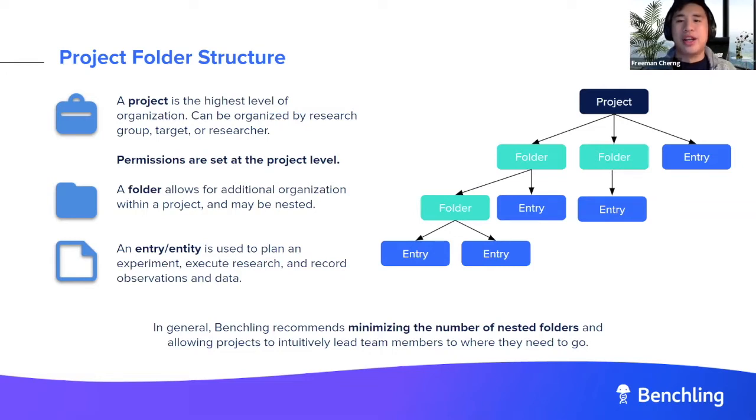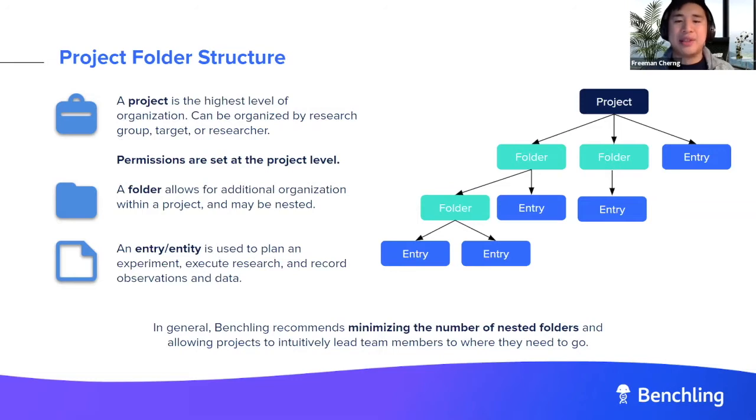In contrast to projects, permissions are not specified at the folder level, so folder-specific access is not available. And that brings us finally to projects, which is the highest level of organization in the Benchling Notebook. They can be organized, for example, by research group, by individuals, or by target of interest. Permissions are set at the project level, so any folders and entries within a particular project will take on the permissions of that project.